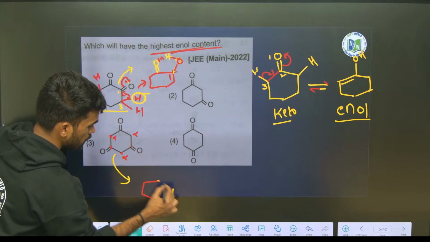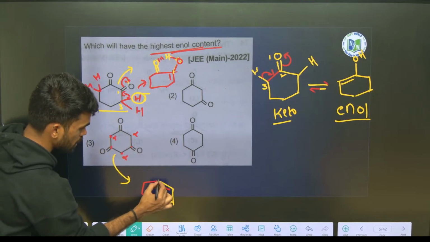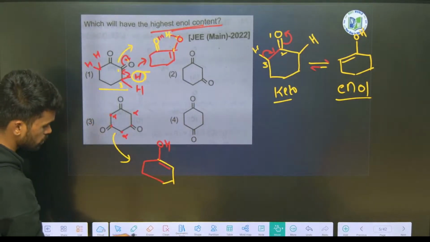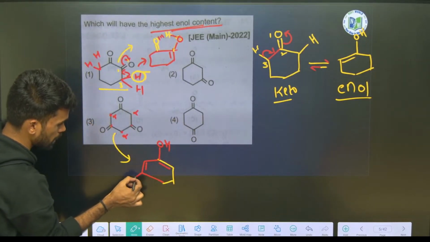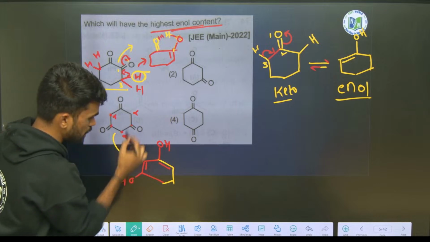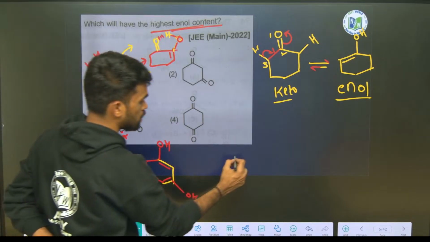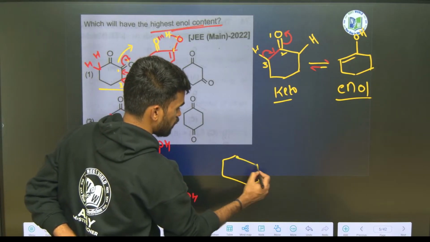So now what you are going to get is a double bond between these, and this converts into OH. Similarly on this side you get a double bond here, and this converts into OH, and here also a double bond and OH. See, this is something like phenol, like derivatives of phenol.